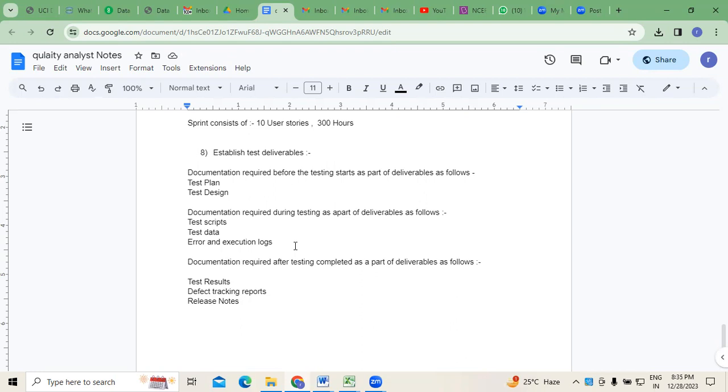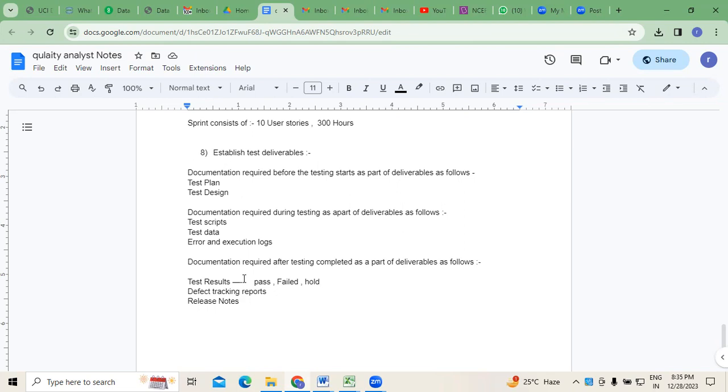So test results. Test results means what we have finally seen, because these test results may be of three different kinds I can say. One is pass. I'll show you in the test case document, you will see that. Whenever I show you the test case document, you will see pass. Second is fail. And third, sometimes, I'm not saying this all the time, because testing is a continuous process, right?